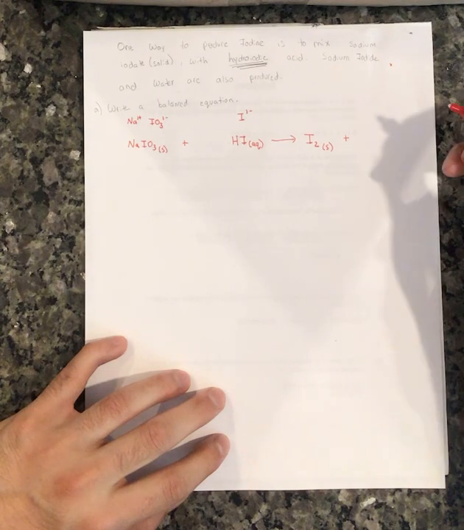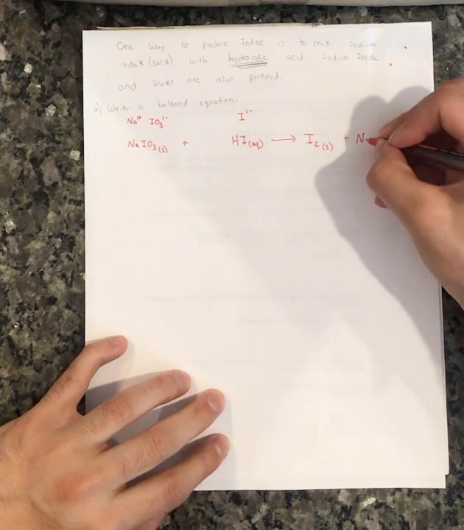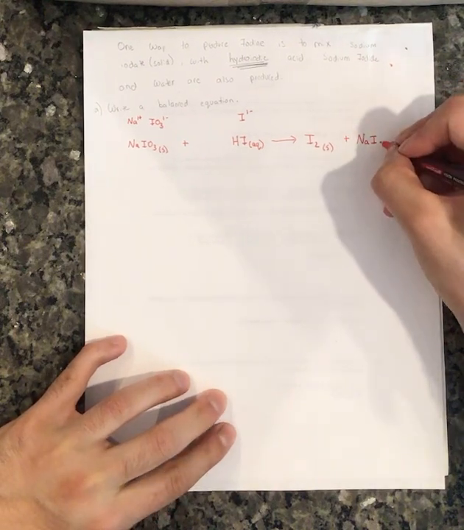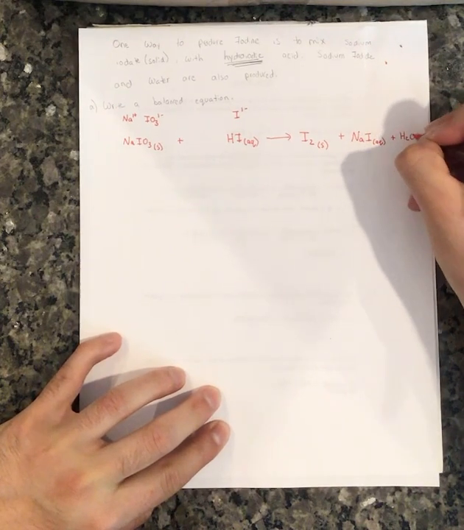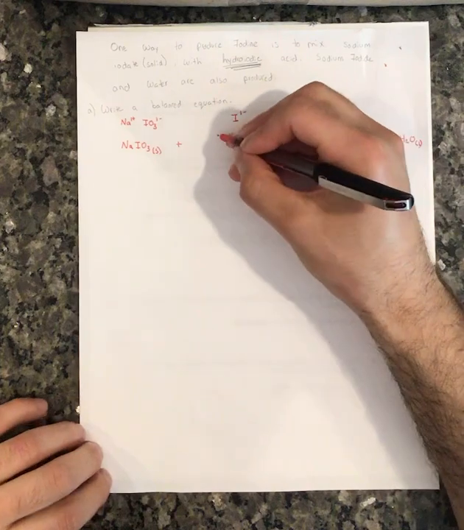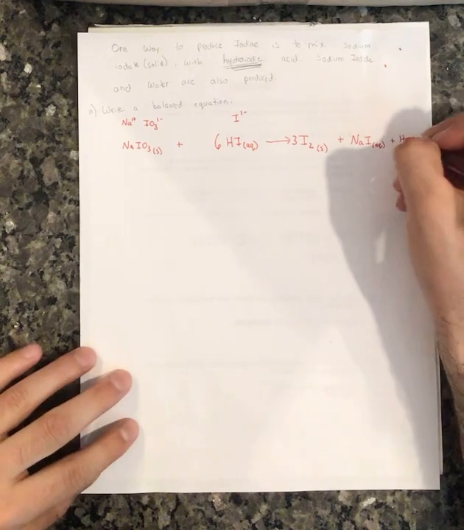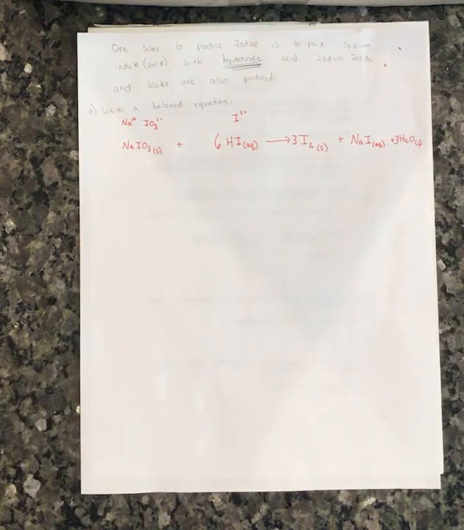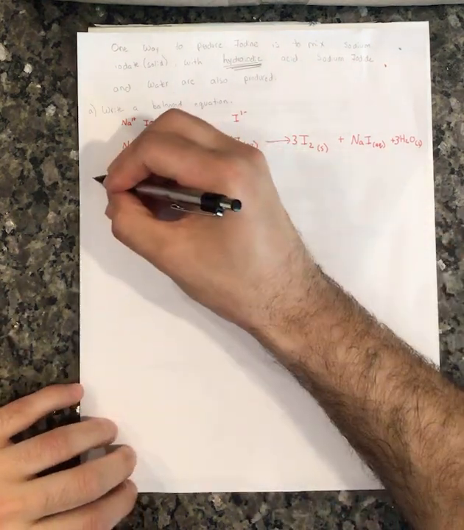And we need sodium iodide. Sodium is a 1+, iodine's a 1-, so we get NaI. Okay, this here's an aqueous product. And we get water, H2O, which is a liquid. Okay, so sorry once again, I apologize for the hydrochloric. It should be a hydroiodic. But anyways, we get 6 here. We get a 3 there. And a 3 here to balance. Okay, so that's our balanced equation. Once again, if you can't come up with this, you unfortunately can't do the question.